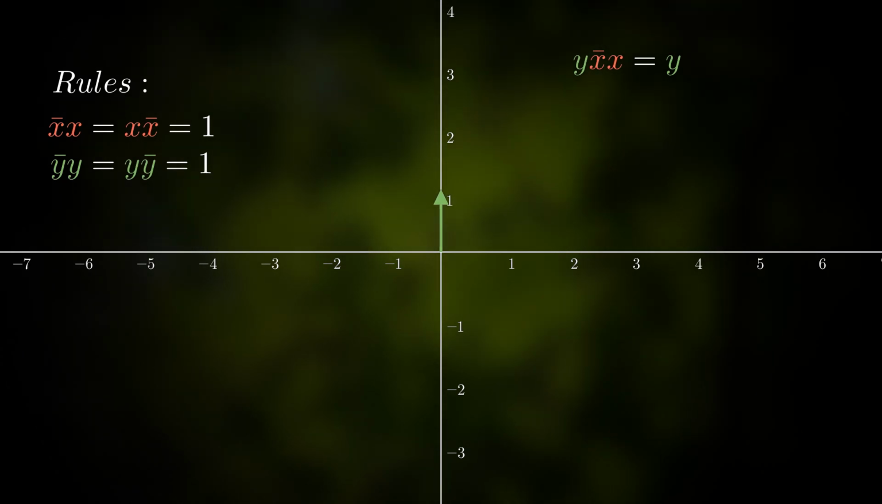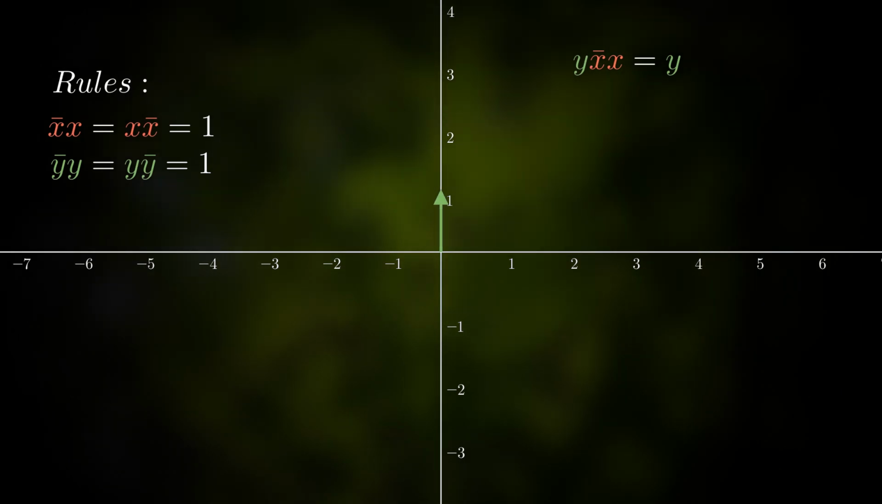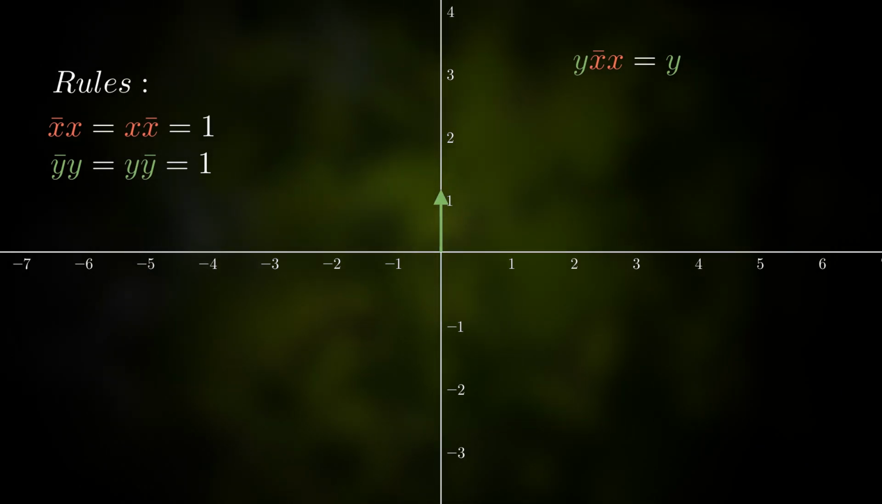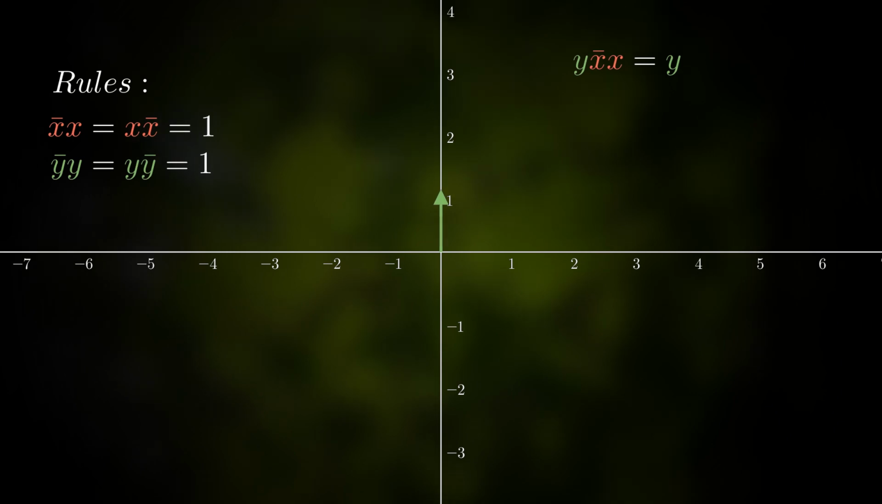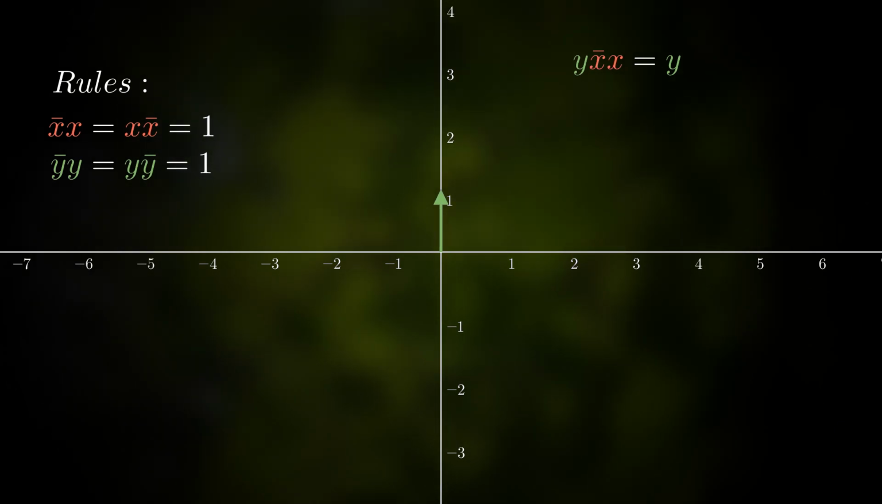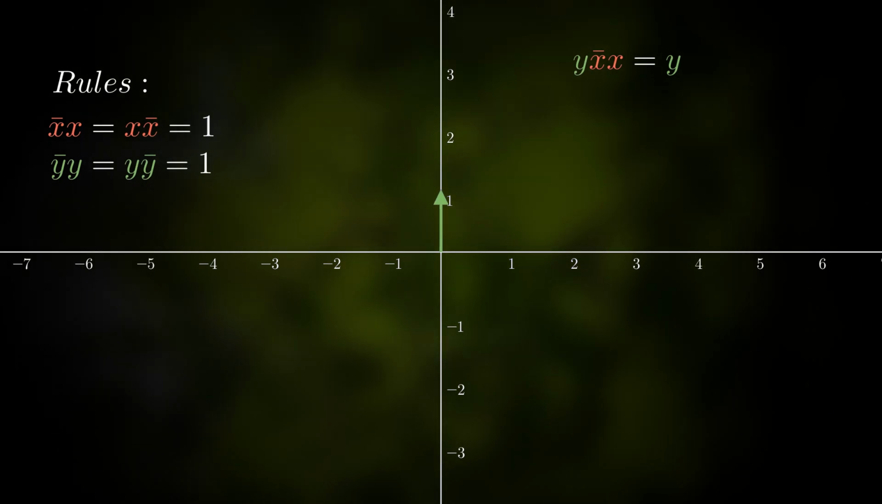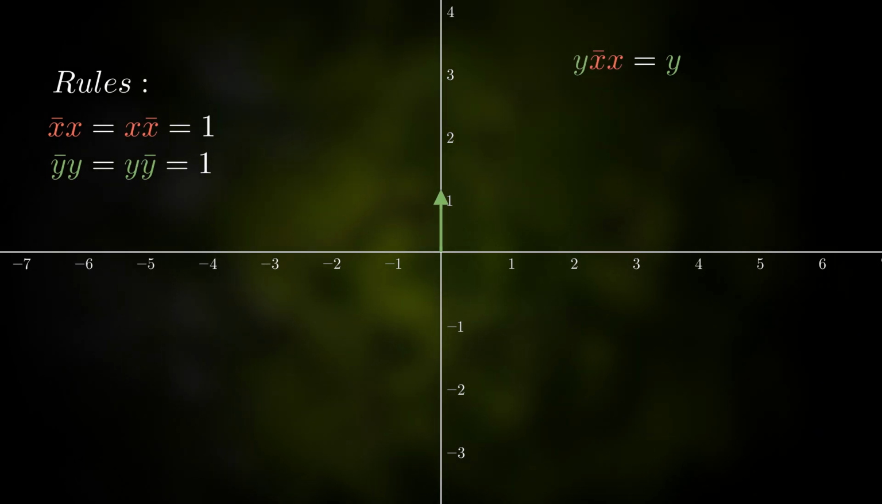We can call this y x bar operator the left rotate counterclockwise 90 degrees operator. We call it a left rotation because it is applied to x from the left. Now, what should happen when this operator, y x bar, is applied to y?